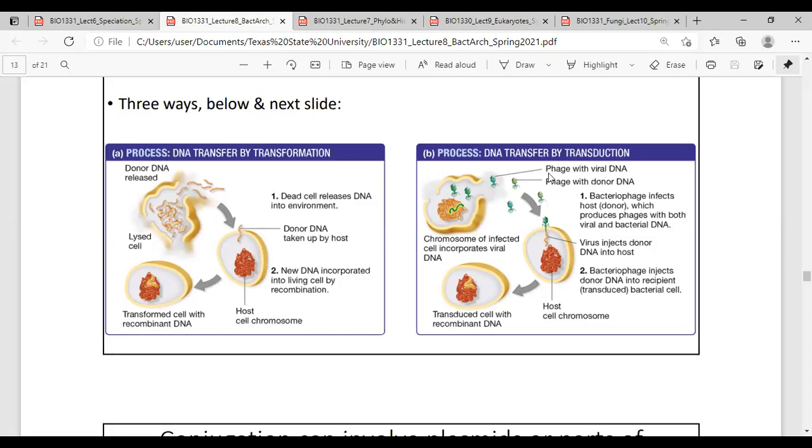Transduction, DNA transfer by transduction: you have these bacteriophages. They're like viruses that kill bacteria. So they go and kill the bacteria and pick up DNA from this bacteria, and take it over to this other bacteria or the other cell, and they inject the virus with that new DNA into the cell. That cell picks it up and now it's transduced. It has this new recombinant DNA.